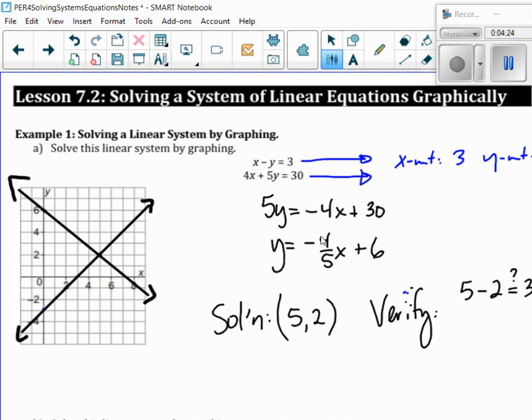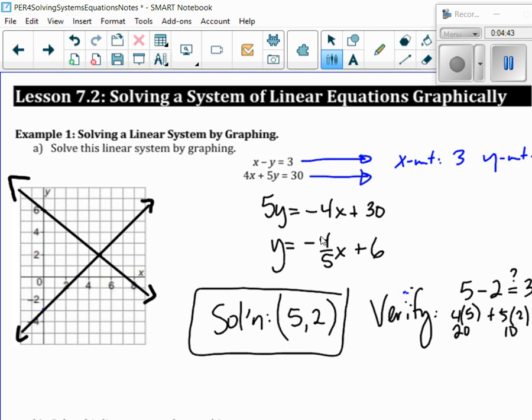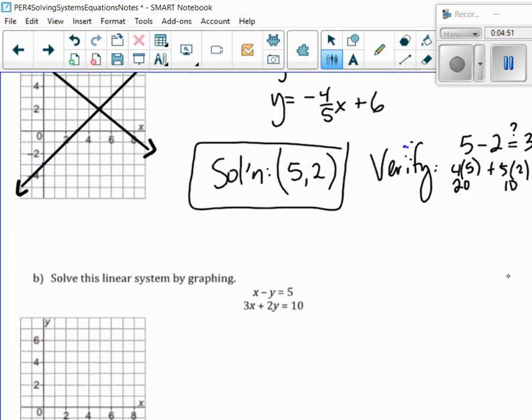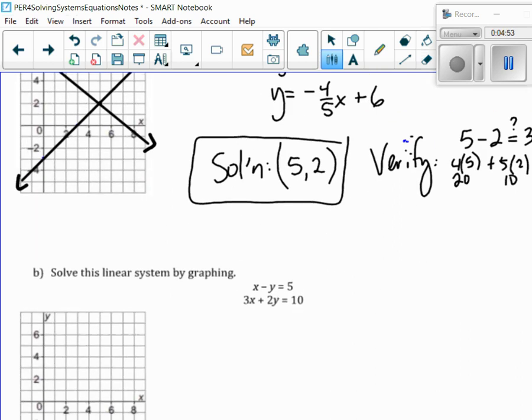So now I'm going to put 5 in for X there. So 4 times 5 plus 5 times 2, does that equal 30? Well, that's 20. And that's 10. Does 20 plus 10 equal 30? Yes, so I know that it is absolutely true, 100%. Okay? So does everyone understand, when we're graphing these, we're looking for the point of intersection. That's our solution, okay? And we state it as a coordinate, and a coordinate always has brackets and a comma between, not just 5, 2. It has to have brackets to indicate a coordinate.